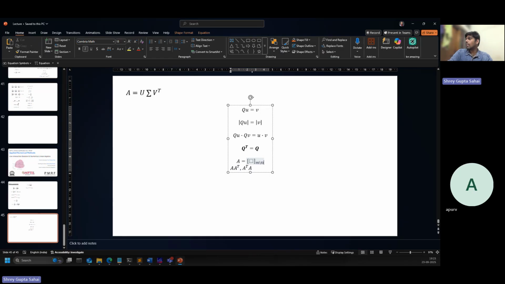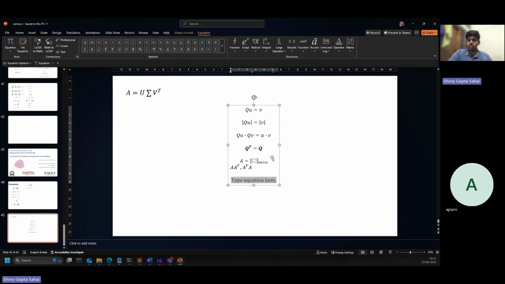So can someone like only think Apurv is there? Yeah, he is there. M cross N. So just can you quickly tell me what these two matrices will be of? Like what will be the dimensions of it? This will be M cross N, and this will be M cross M and M cross N.